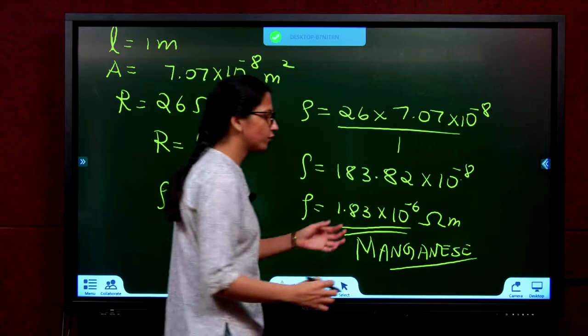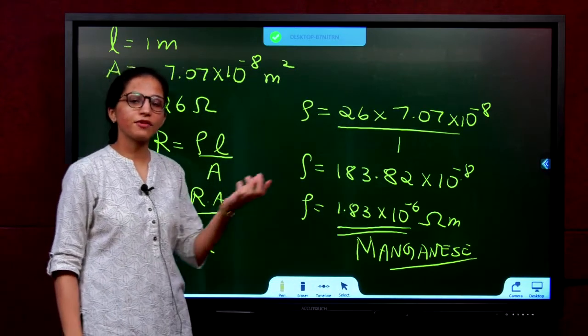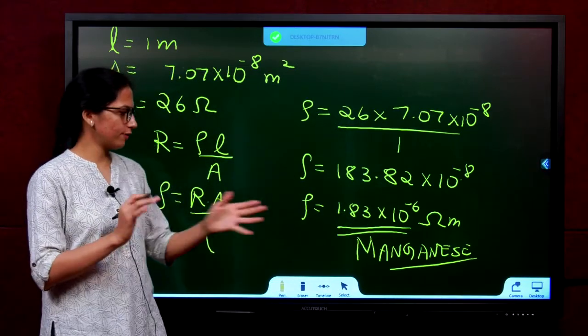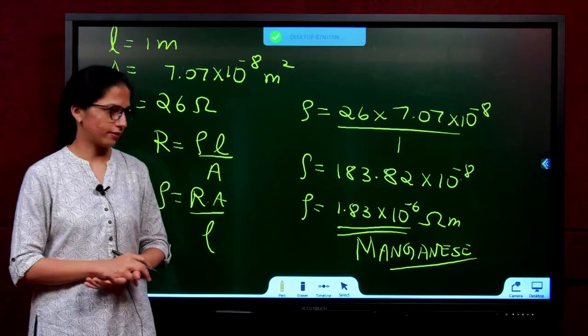I repeat, you don't have to learn the table values by heart. In the exam, if a question comes like this, they will give you a table or they will not ask you to predict the material.